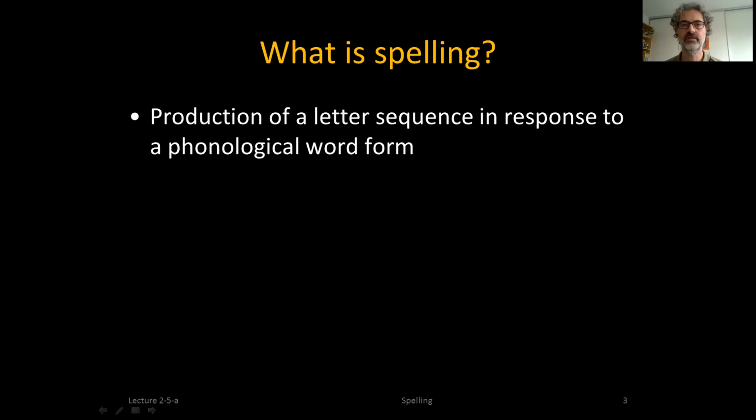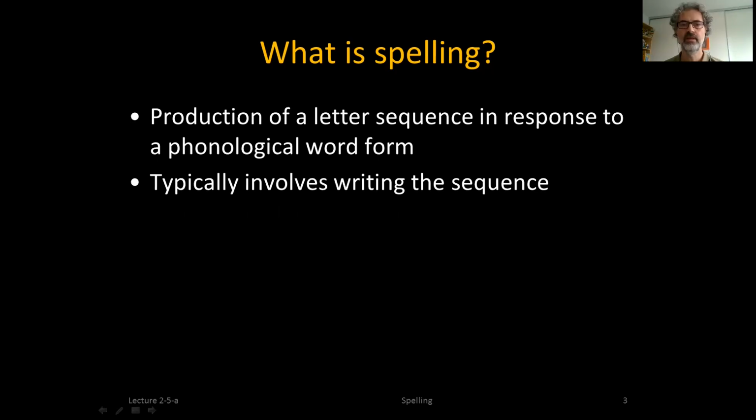And this phonological word form can arise internally. In this way, you're trying to spell a word that you're thinking of yourself, or it can arise externally. So somebody else can tell you a word and ask you to produce the letter sequence. Now, when we say to produce a letter sequence, it is conceivable that you just recite the letters. You just say the letters one by one. This is not the usual meaning.